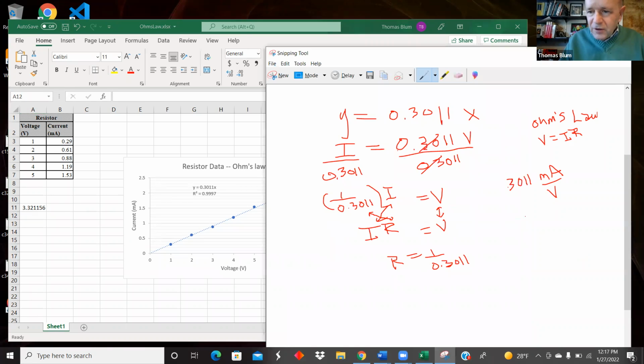Okay, so this is 3.32, I'll say, and then the units are the reciprocal of the slope. So that would be volts over milliamps. And that happens to be kilo-ohms. So I have volts over amps is an ohm, and I have milli, which is small, 1,000th, in the denominator. So if I divide by something small, I'm going to get something big. So if I divide by thousandths, I get thousands, which is kilo.